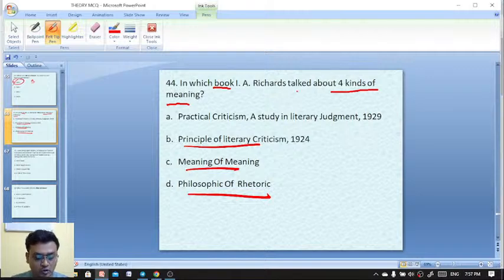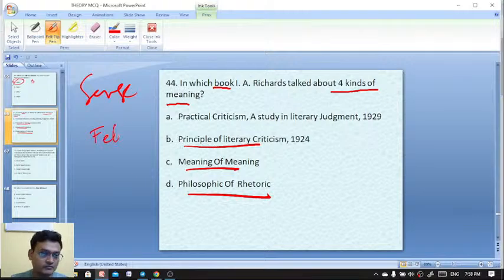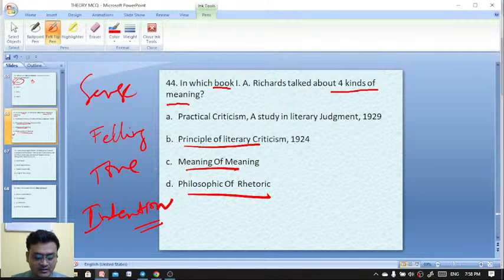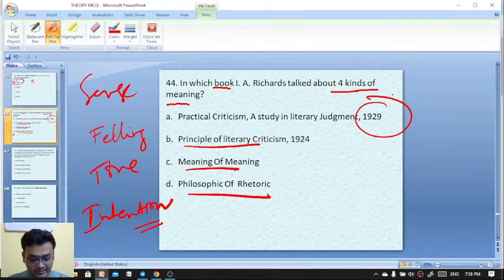Sense, feeling, tone and intention. In the work published in the year 1929, that is Practical Criticism, a Study in Literary Judgment, is the work where he has given these four kinds of meaning. Practical Criticism is the answer.